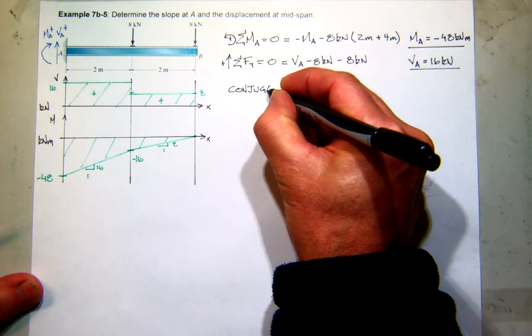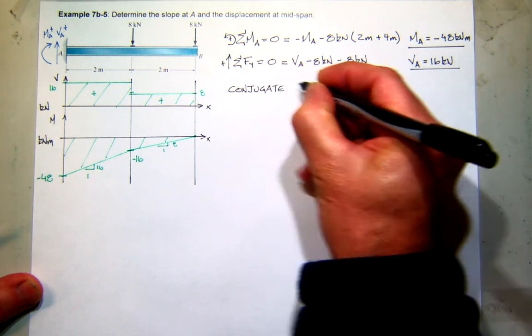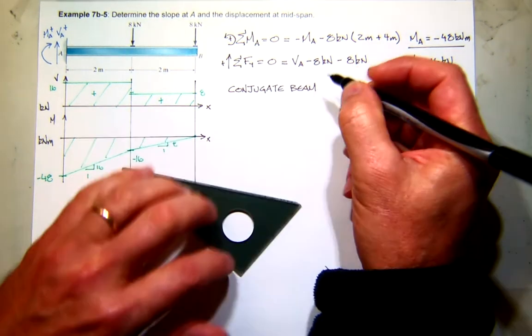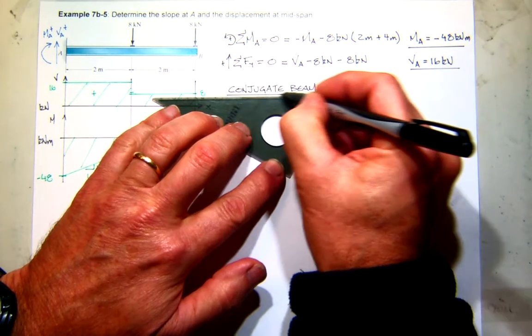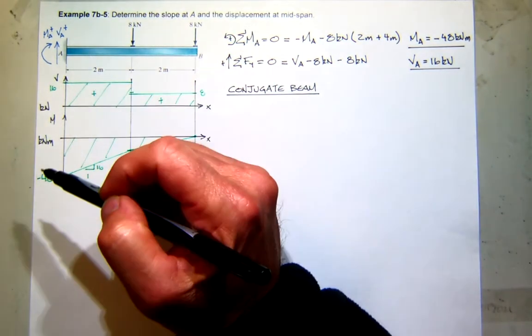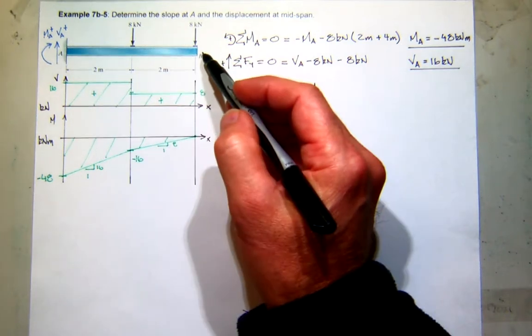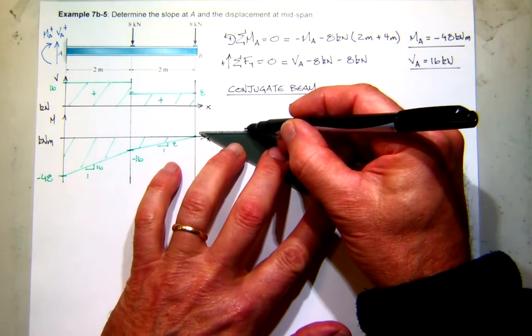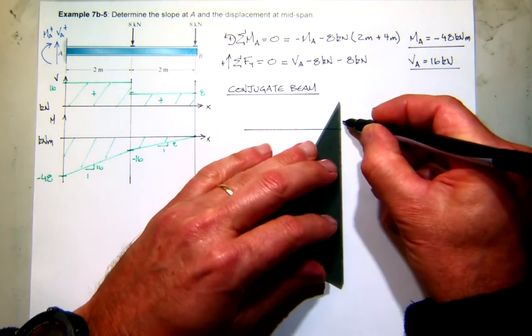Now remember, for the conjugate beam, we don't care what the load is, we just care about the geometry. So what's our conjugate beam going to look like? A fixed connection in conjugate space becomes free, and a free becomes fixed. So we're going to just flip it around. It's going to look like that.